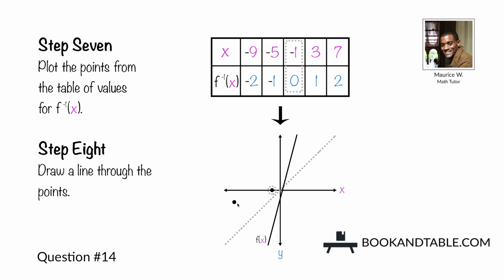The next point is negative 1, 0. The next point is 3, 1. And the next point is 7, 2, which is pretty much off this coordinate plane. And now with these points, we can sketch our inverse function. And we see these two lines reflect each other across y is equal to x.